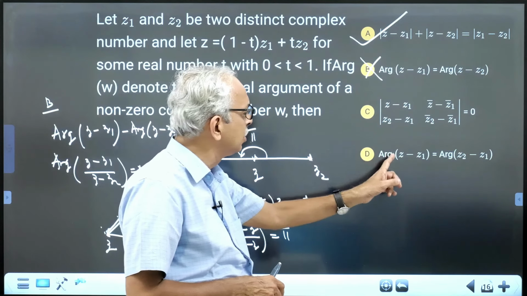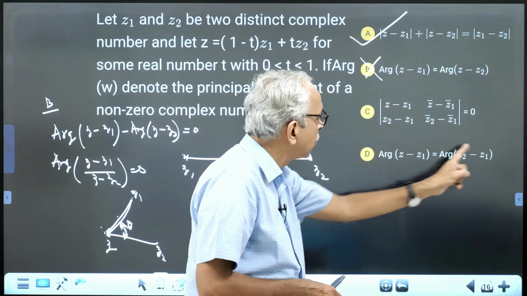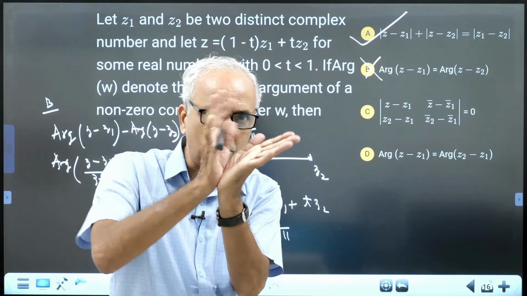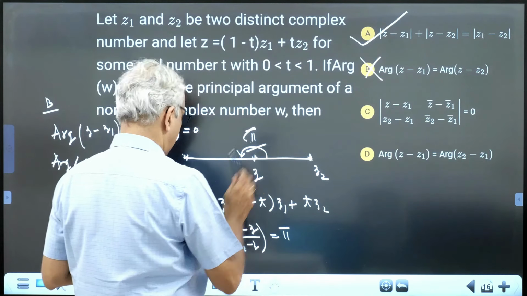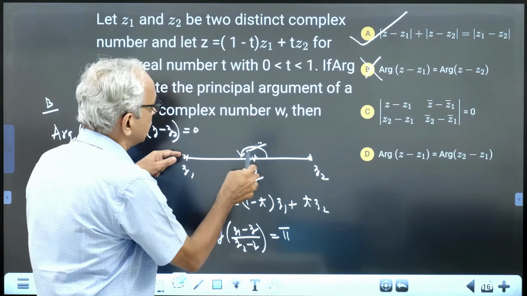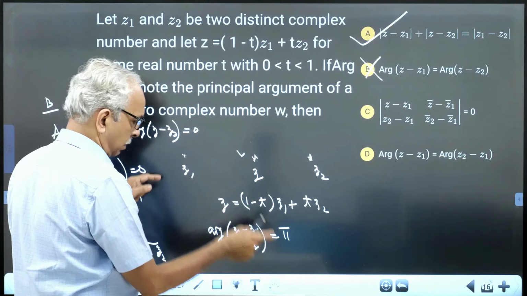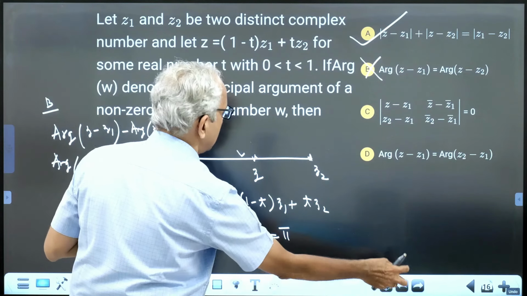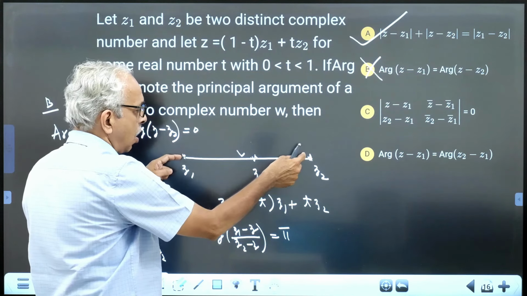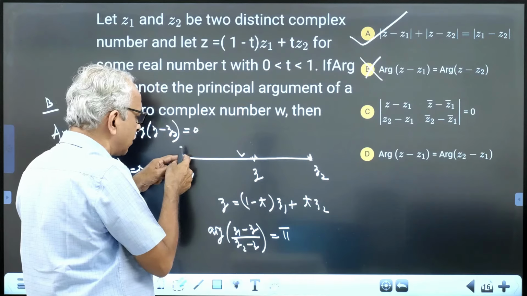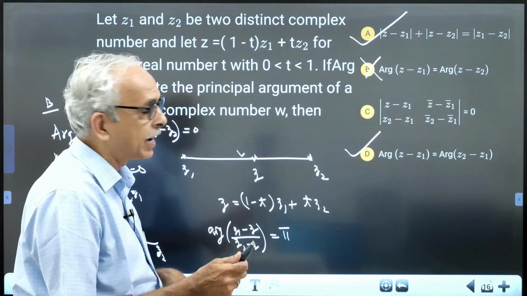What about D? Look at D. Argument of (Z minus Z1) by (Z2 minus Z1). What repeats is the hinge, the rotation. If you are taking Z1 as the hinge, what do you get? Z1 is the hinge, with Z2 minus Z1 and Z minus Z1. What is the angle? Argument of (Z2 minus Z1) by (Z minus Z1). What is the angle? 0 itself. Therefore, this is correct.